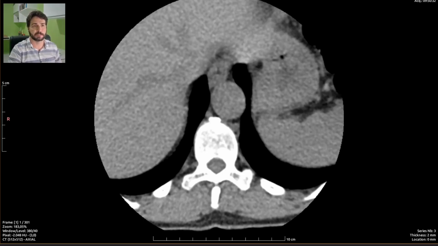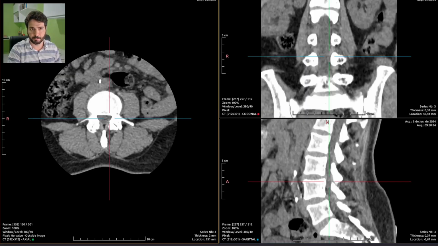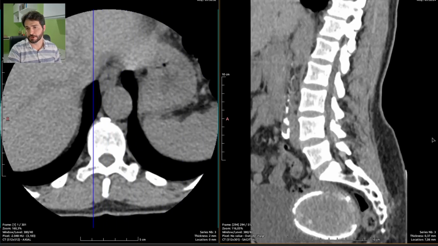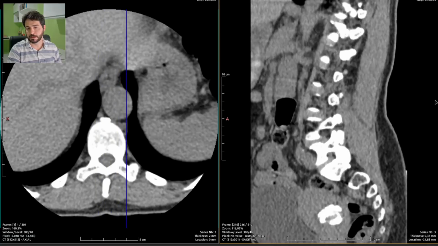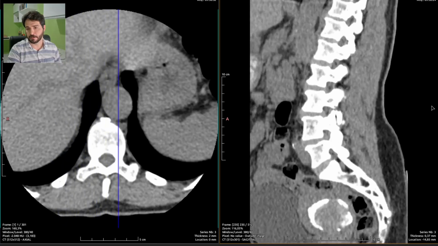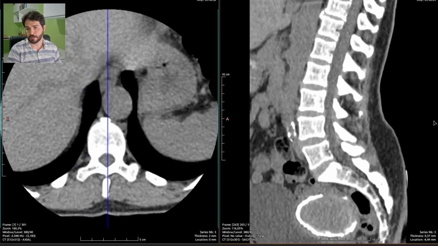It's really uncommon for such patients to not have some kind of disc herniation if they complain of lumbar pain and are over 50 years of age. So this is the axial view, and we're going to hit the MPR button to make a multiplanar reconstruction and look for signs that are compatible or related to the patient's complaint, and I have already seen it.